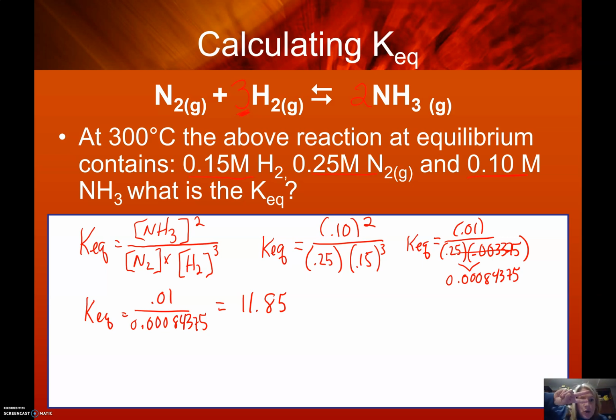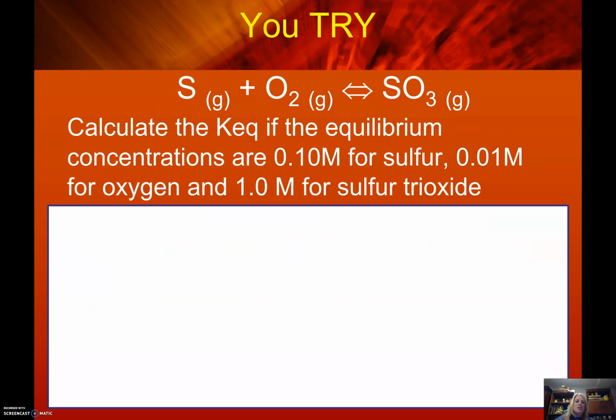Hopefully you said 2, because remember that zeros in front of a decimal don't count. So that means that if we really wanted to report this correctly, we would report it as 12, 2 significant figures, and that would be our KEQ for this reaction. Cool? All right, why don't you try this one? Balance your reaction, write your KEQ expression, plug your numbers in, and solve. So pause the video and then check and see if you got it right.